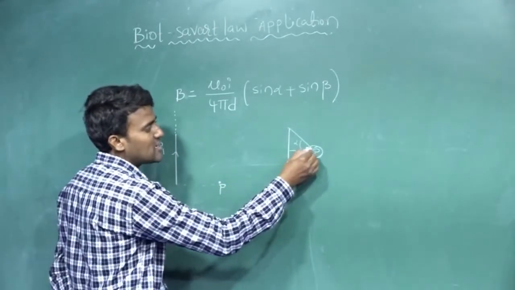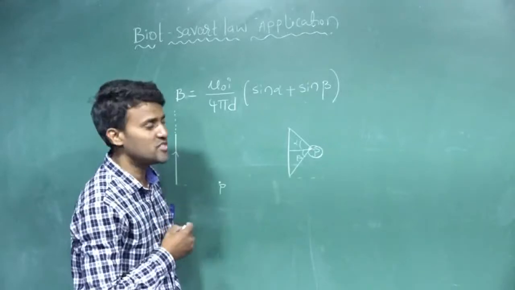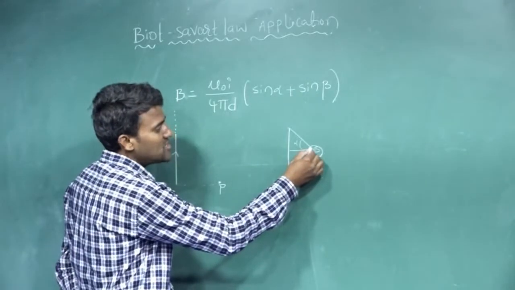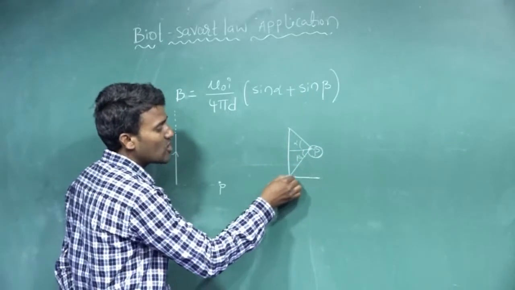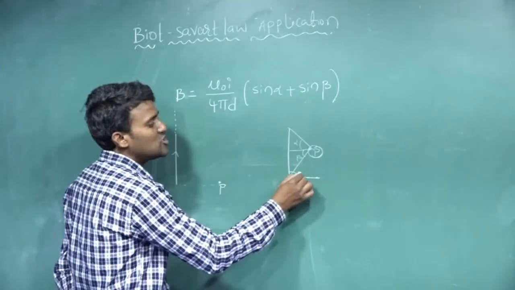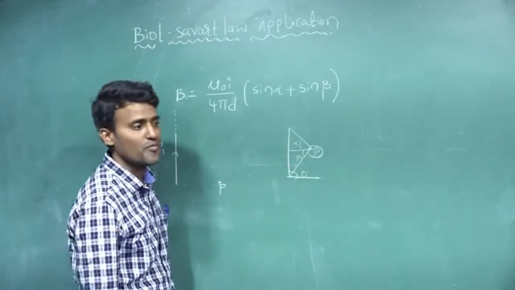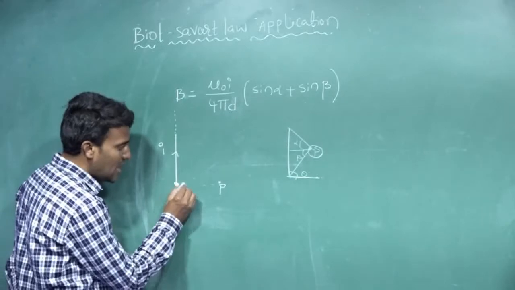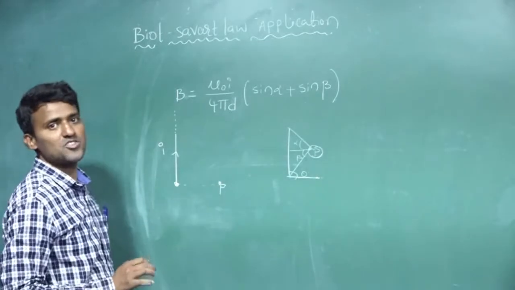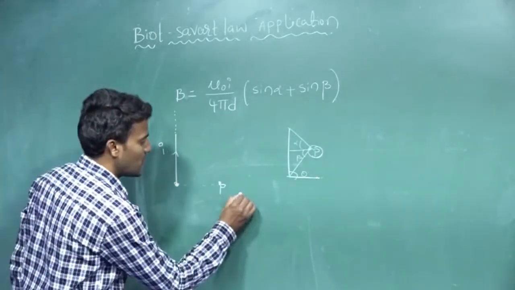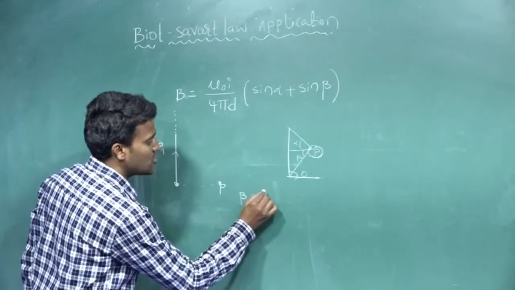The beta angle is nothing but 0. See here, if the point P is here, I cannot draw the angle; it is nothing but 0. This end and point P are both parallel. So beta is equal to 0.